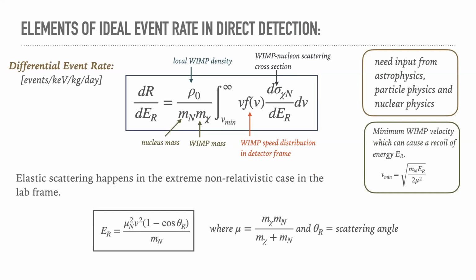Just as a summary, remember we're still talking about elastic scattering. This happens in the non-relativistic case in the lab frame and can be written as this formula. These are all formulas we already have and have talked about, but I wanted to regroup as we move to the next section, where we start looking at some of the particle physics, astrophysics, and nuclear physics. Yes. When we say this is measured in units of events per keV per kilogram per day, the kilogram is kilogram of the target? Yes. Okay. Yeah, exactly.